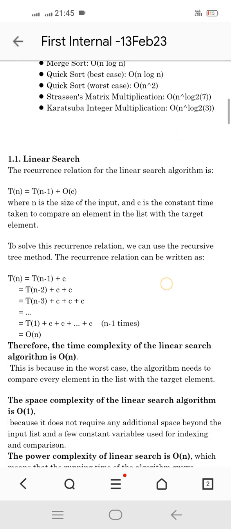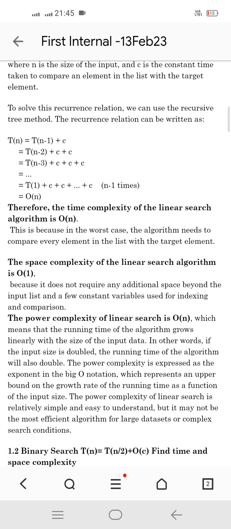Now, the first algorithm is linear search. The recurrence relation for linear search is given by T(n) = T(n-1) + O(c), where n is the size of the input and c is the constant time taken to compare an element in the list with the target element. To solve this recurrence relation, we use the recursion tree method. By solving it, we get the time complexity of the linear search algorithm as O(n).